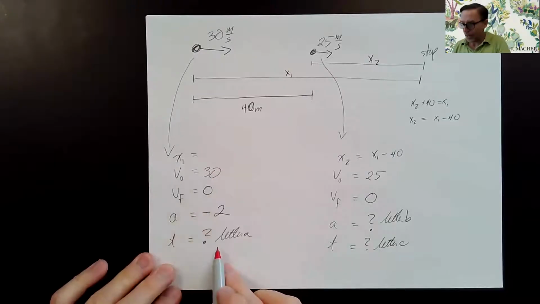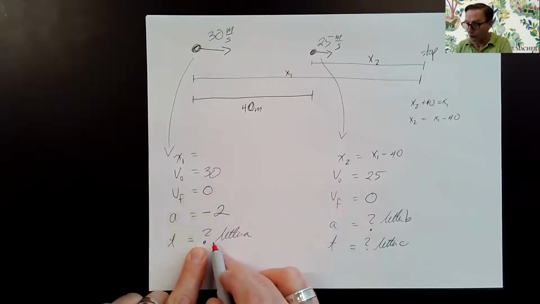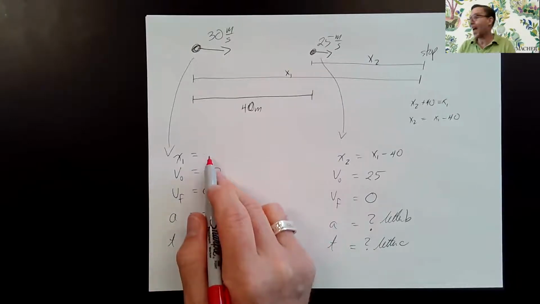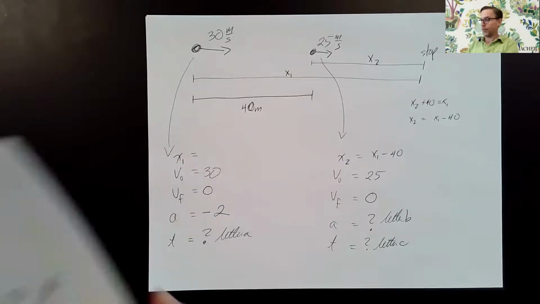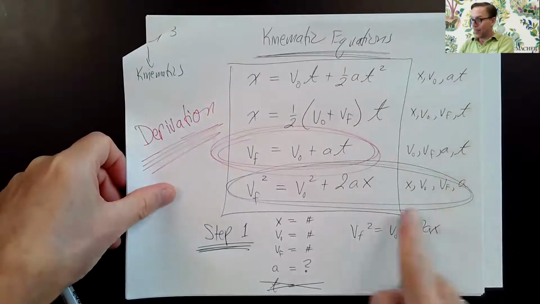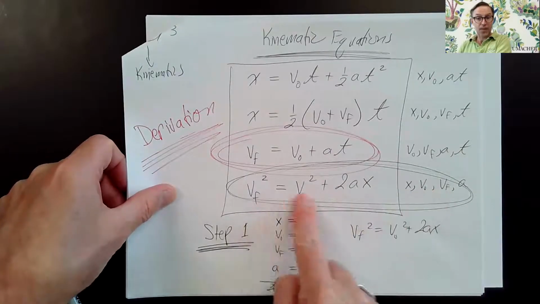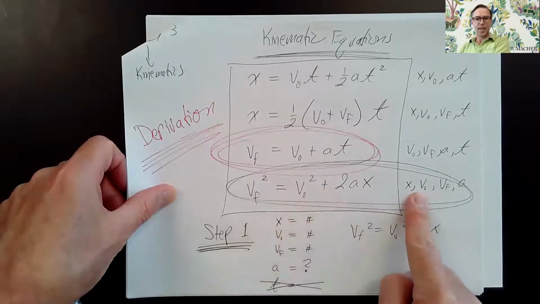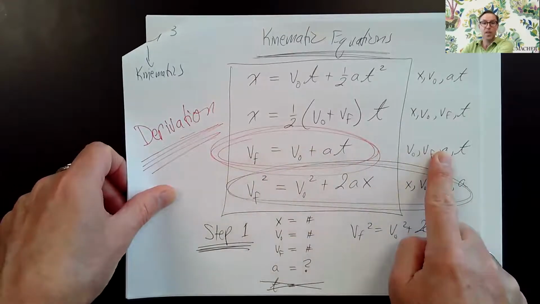Which equation am I going to use to find t? I want the kinematic equation without x in it. Let me get out my notes from the last video. Remember when I wrote down those 4 kinematic equations? And I said, this is the one that does not have x. So I'm going to write this equation. Oh, wait. No, that has x. This is the one circled in red that does not have x.